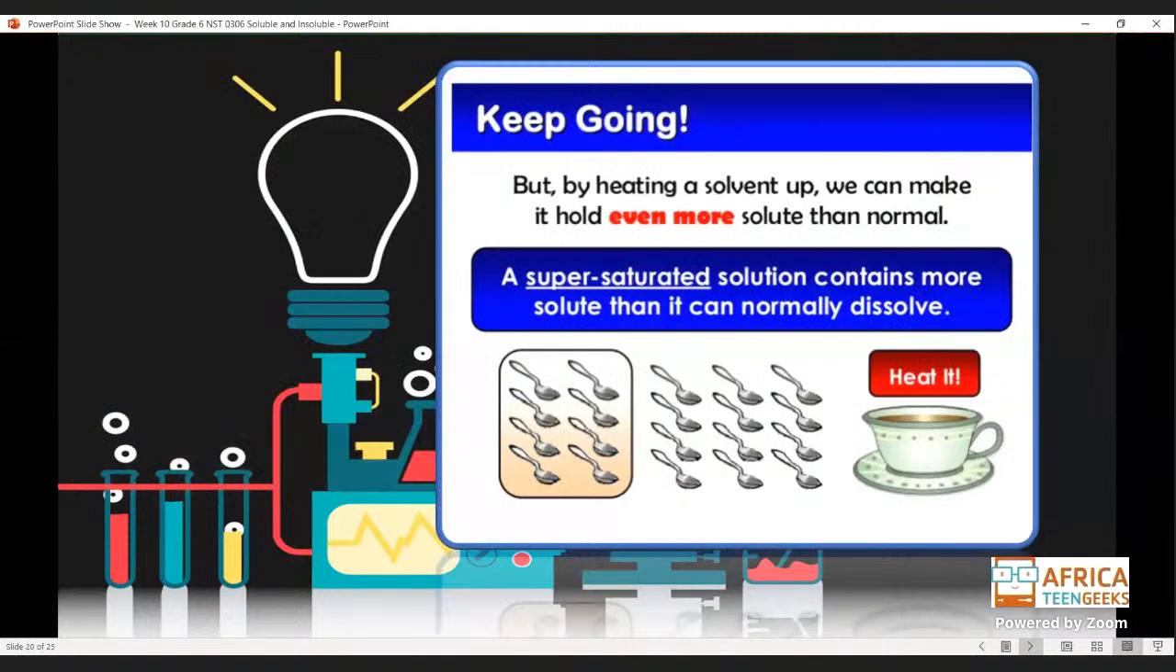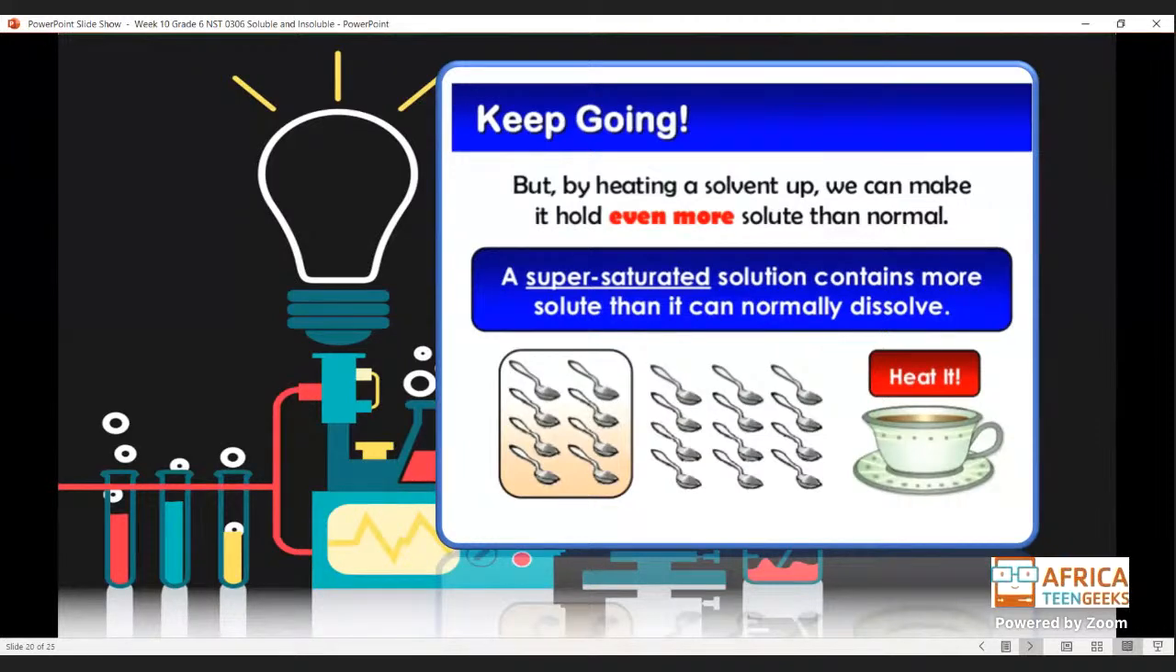All right, now to make a supersaturated solution. It contains more solute than it can normally dissolve, so you need to heat it. By heating a solvent up, we can make it hold even more solute than normal. As I explained in the previous slide, if you heat it up, you can add more.